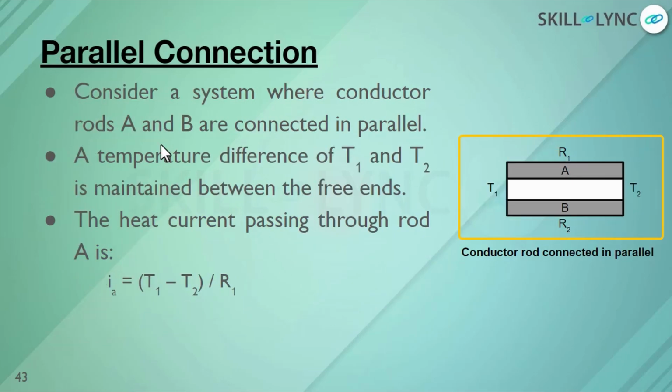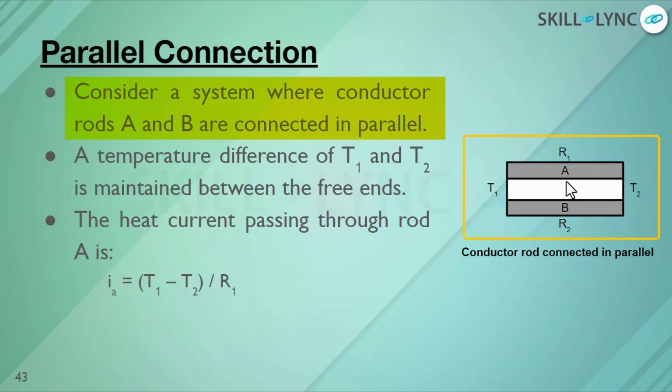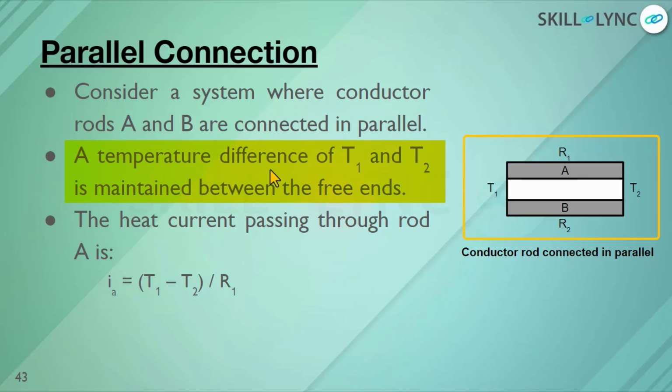The next thing we are going to learn is parallel connection. For understanding parallel connection, we have to consider a system where the conductor rods A and B are connected in parallel. Let's see in the picture. This is the system where two rods, conductor A and conductor B, are connected in parallel to each other. A temperature difference of T1 and T2 is maintained between the free ends. Thus, T1 is the temperature at one end, T2 is the temperature at the other end, and this temperature difference has been maintained at both ends.